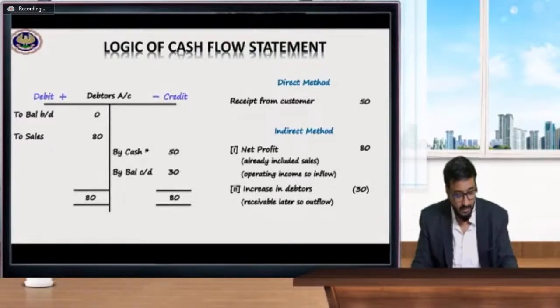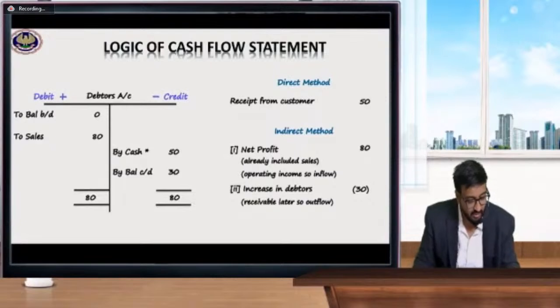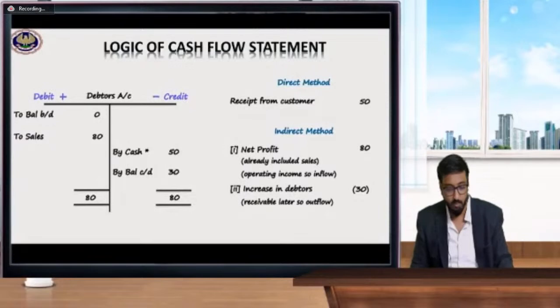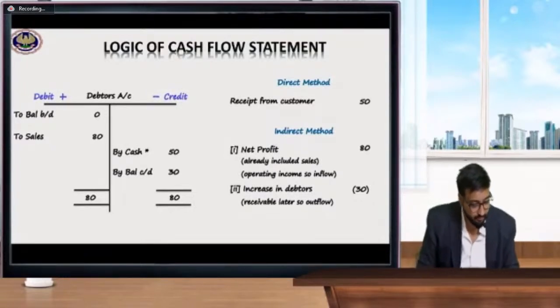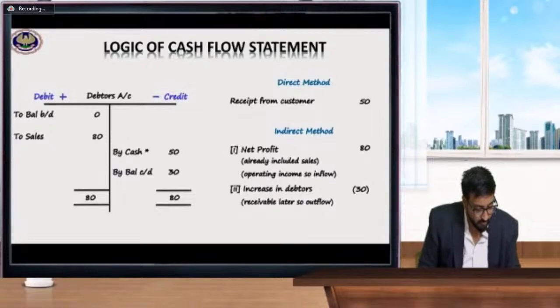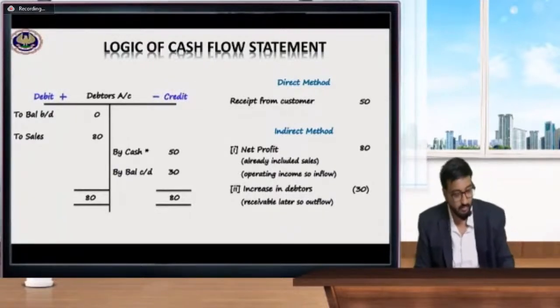Net profit, Tanishka, net profit is 80 beta. You will consider 80. You consider 100 beta. Wrong. 80 and 30. Now you understood this? Easy hai? Okay.